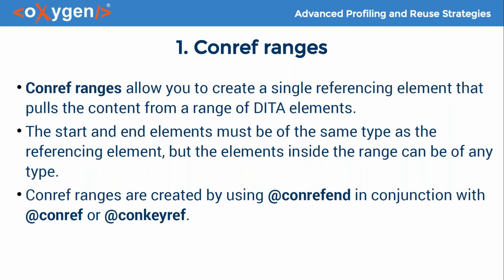The start and the end elements must be of the same type as the referencing element, but the other elements inside the range can be of any type. And you can create conref ranges by using the conrefend attribute in conjunction with conref or conkeyref, depending if we are creating direct references or key references.